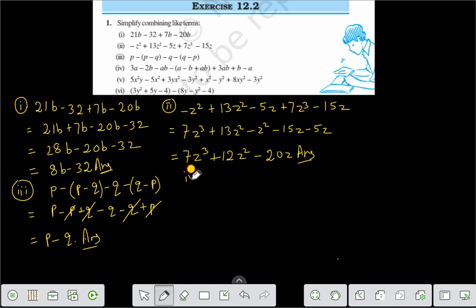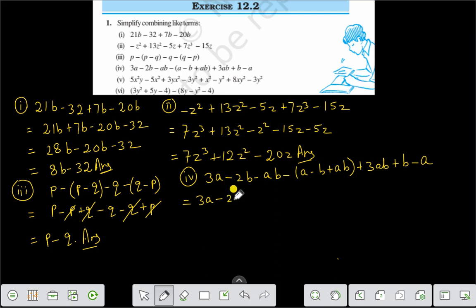Now question number 4, you see here. Question number 4 is this one: 3a minus 2b minus ab, minus, in bracket, a minus b plus ab, plus 3ab plus b minus a, right?